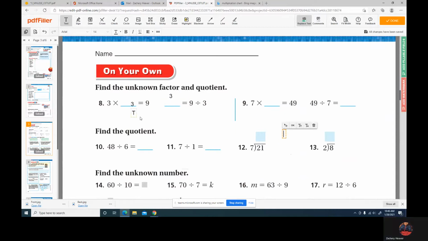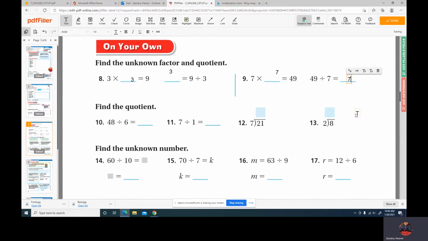We'll get it close. 7 times what equals 49 is also going to be the same as 49 divided by 7 equals what? Well, that also is 7. And 7. Some of these are getting close. Some of these are not. I've never fooled around with this website before.